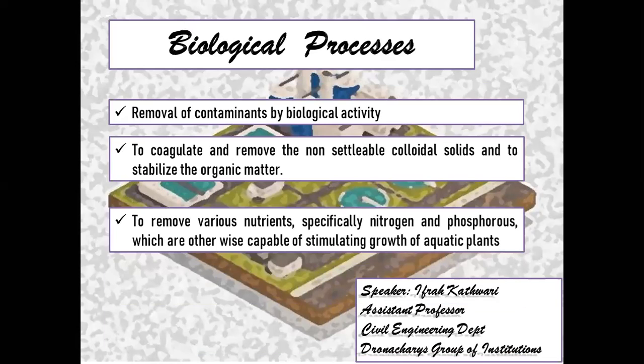The other objective is to remove the nutrients that may be present in the form of nitrogen, it may be present in the form of phosphorus. Okay, so if we do not remove it, they are capable of stimulating the growth of the aquatic plants that may be present in water. So yes, in order to remove that, we need to remove these impurities.